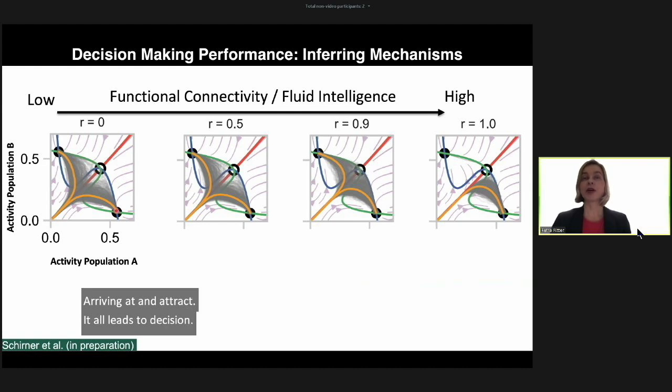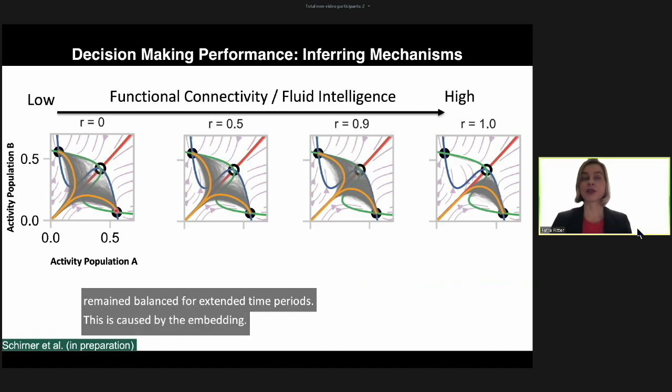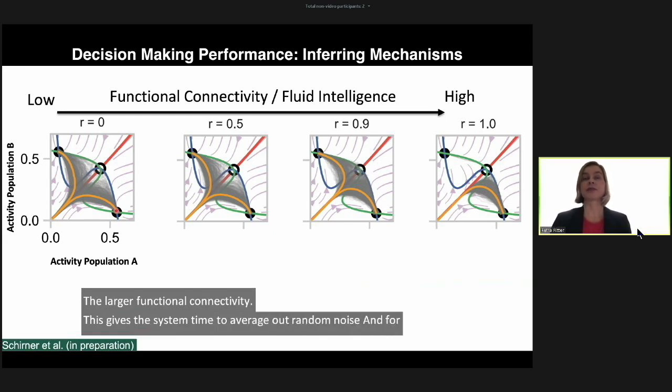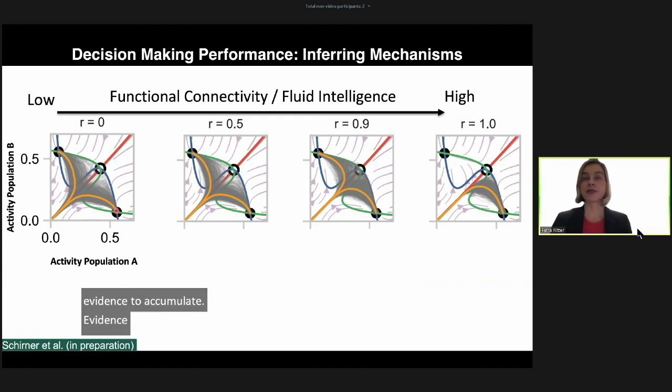In brains of persons with higher fluid intelligence, the 2 populations remain balanced for extended time periods. This is caused by the embedding in larger functional connectivity. This gives the system time to average out random noise and for the evidence to accumulate. Evidence accumulation leads eventually to a better decision.